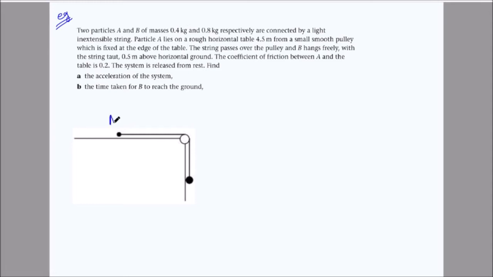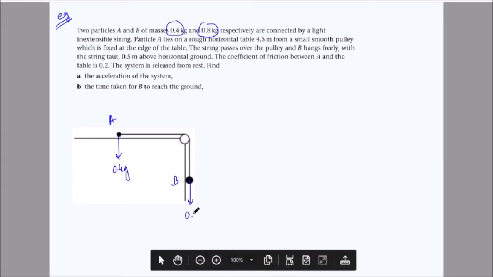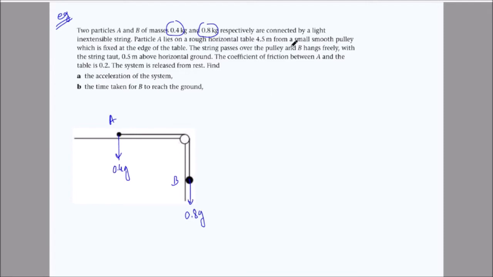We have two particles, particle A and particle B. So the masses are 0.4 and 0.8. If the mass is 0.4, the weight will be 0.4 g. If the mass is 0.8, the weight is 0.8 g. Particle A lies on a rough horizontal table, so we need to consider the frictional force. The table is 4.5 from a smooth pulley, so the distance between particles A and B and the pulley is 4.5.